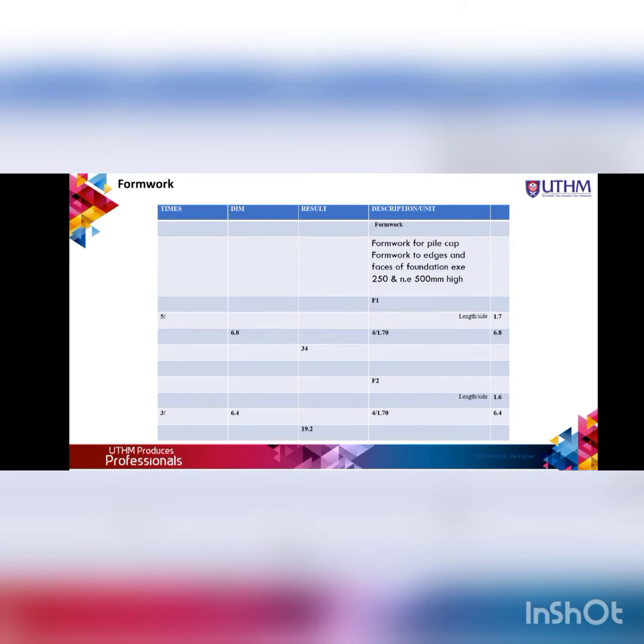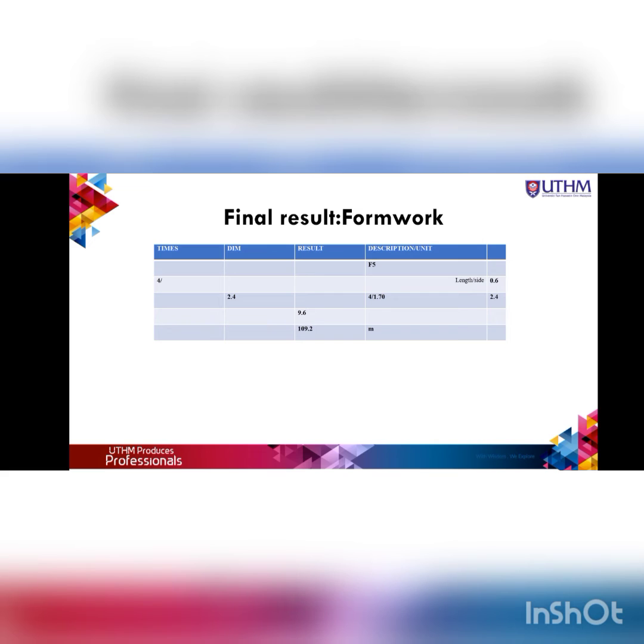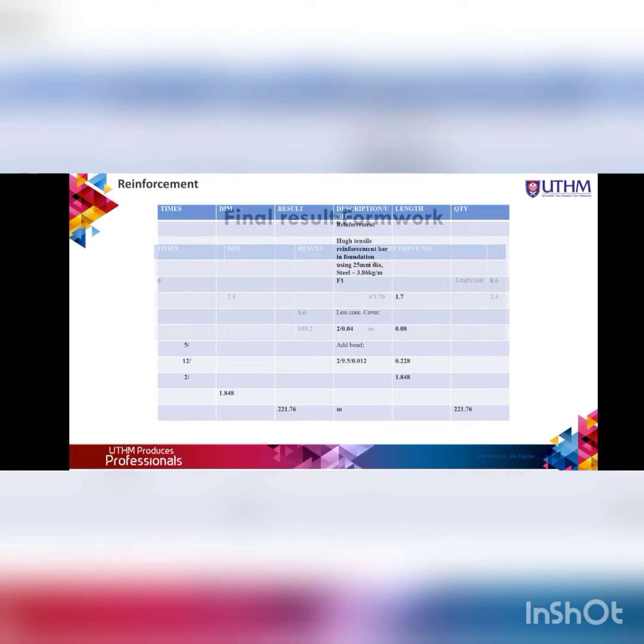Okay, so the second taking off is for formwork. The description of formwork is for pile caps and for edge and face of foundation, 250 wide with 500 millimeter height. For the first pad footing with a times of 5 and dimension of 6.8, the result will be 34, because the side is 1.7, and for the second pad footing the result is 19.2. So the final result for formwork after the sum of the results will be 109.2 meter.